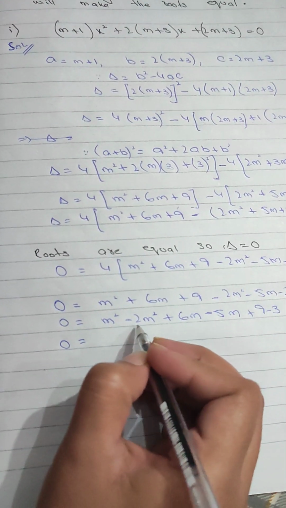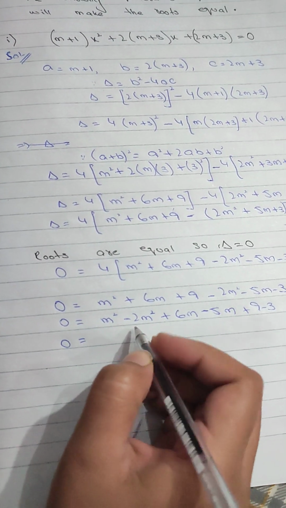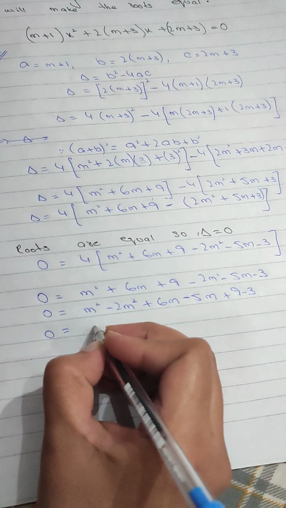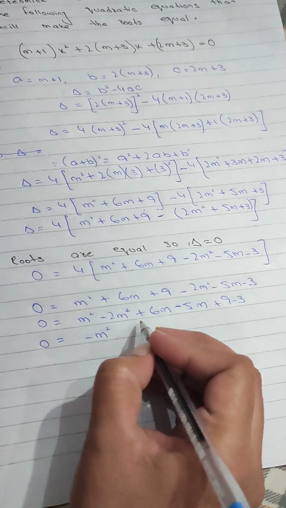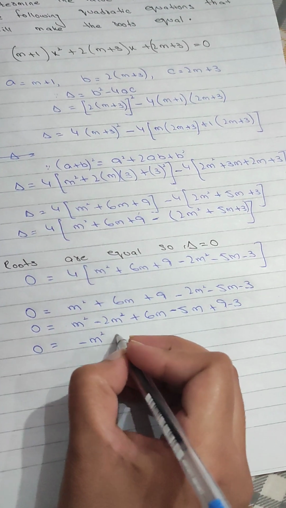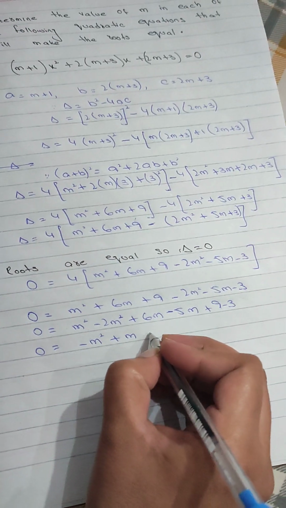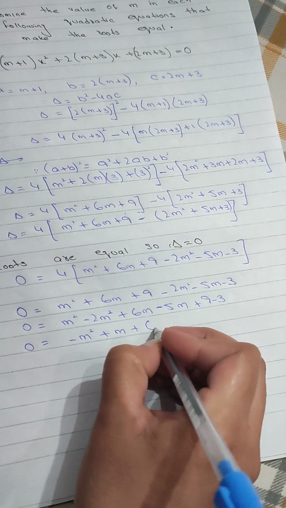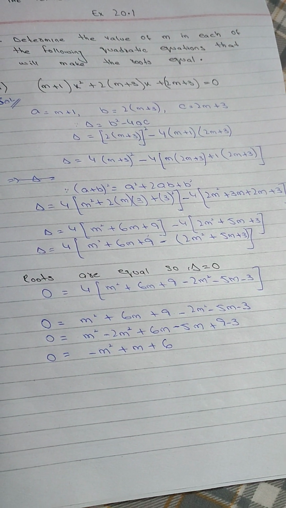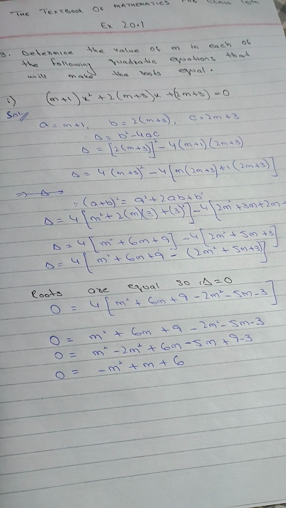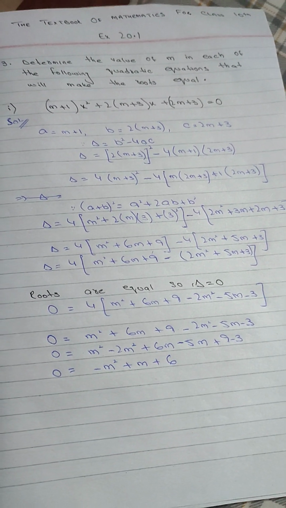m square minus 2m square. If you solve these two numbers, you will get plus minus minus, and the sign of the bigger number we write, so it will be minus m square, plus 6m and minus 5m is plus m, and 9 minus 3 is 6. In this question we are going to find the value of m, so we have to simplify it further.